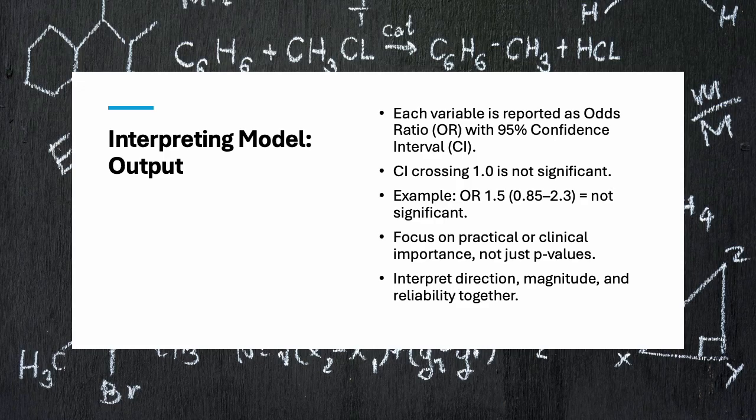But it's an important point not to just focus on statistical significance, and so we should look at whether the result is clinically or practically meaningful. Even a small effect might be worth paying attention to if it has a real-world impact. For instance, a small increase in risk could matter in a public health or patient safety context. Finally, when we interpret the model, we want to look at all three things: direction, magnitude, and reliability. So interpreting the model output isn't about p-values, it's about understanding the story your model is telling and whether it makes sense in the real-world context of your research.